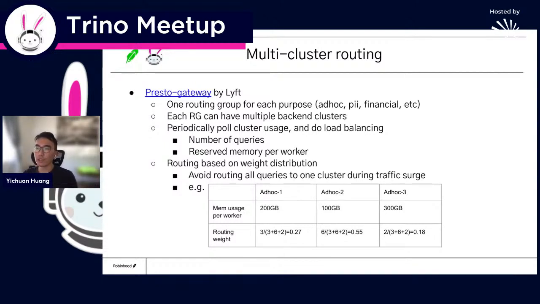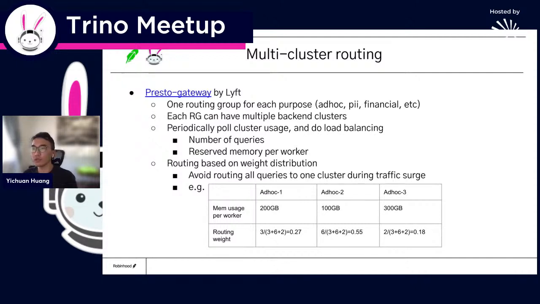So the way it works is users will submit a query to the query gateway, and the gateway will, behind the scenes, periodically poll the usage of all the backend clusters for each particular routing group, and then do the load balancing against the usage metrics it collects.